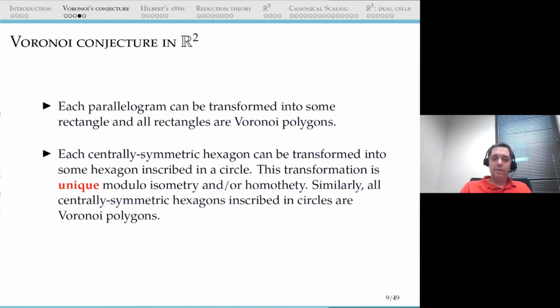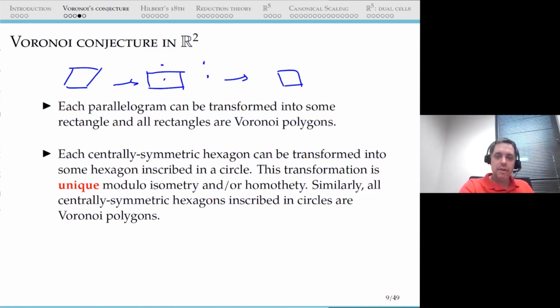For example, for parallelograms, if we start from a parallelogram, then we can transform this parallelogram into a rectangle, and rectangles are exactly Voronoi polygons of the corresponding lattices, right? Because all the sides are exactly perpendicular bisectors. Or we can go even further, we can transform those into squares, and these are Voronoi polygons for the standard integer lattice Z2. For centrally symmetric hexagons, it's not that easy, but what is better here is that the transformation is essentially unique, right?